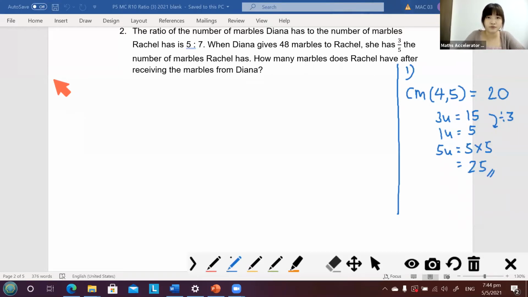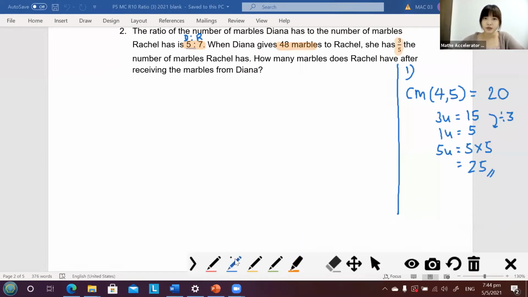Okay, for question 2, let's read the question first. The ratio of the number of marbles Diana has to the number of marbles Rachel has is 5 to 7. So this is D is to R. You can write it down if you don't want to write it wrongly later on. D to R. When Diana gives 48 marbles to Rachel, she has 3/5 the number of marbles Rachel has.